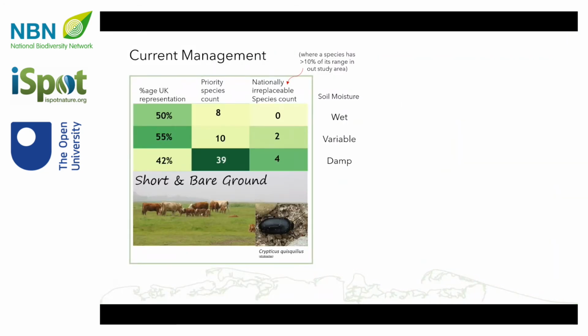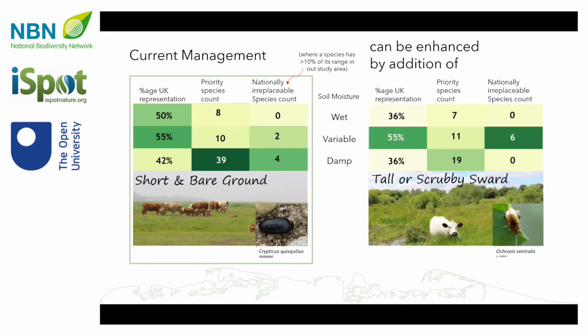And this is a result looking at grazing marsh. In the Norfolk coast, historically, HLS agreements are focused on short, bare ground to try and provide habitat for bird species such as lapwing, which gives you a host of priority species and nationally irreplaceable species. But we can enhance the landscape scale biodiversity by incorporating other types of habitat that add extra priority species.